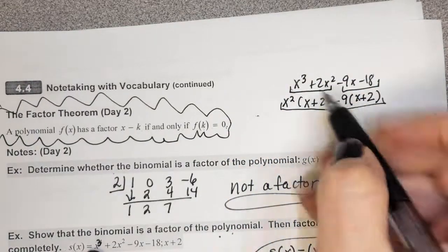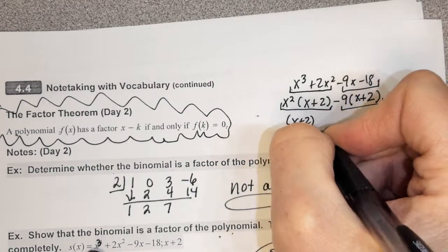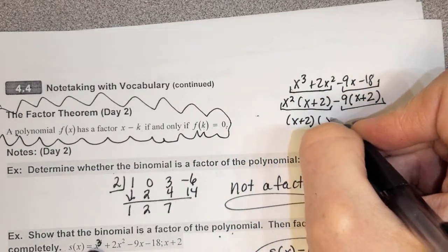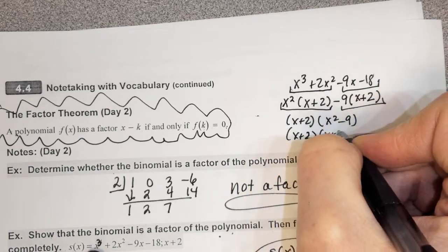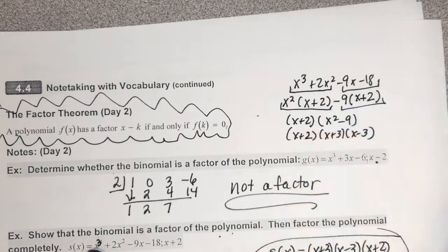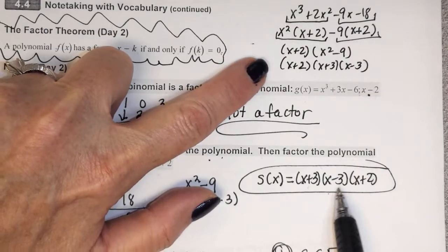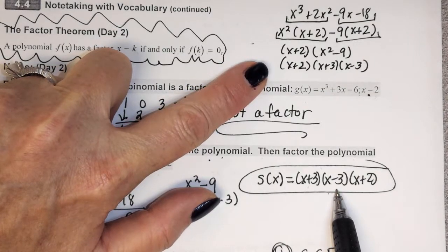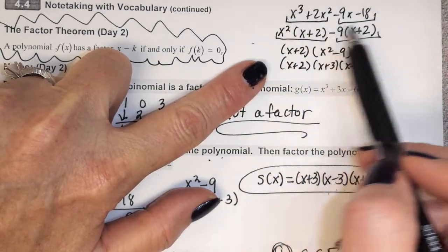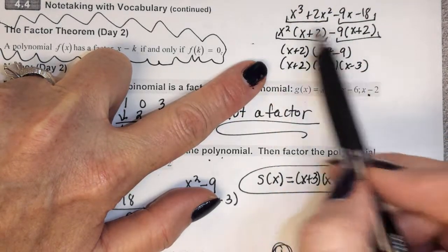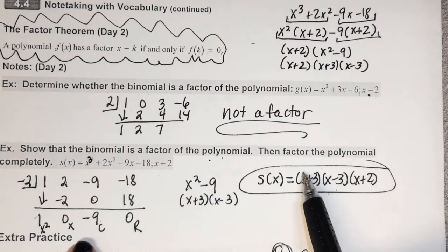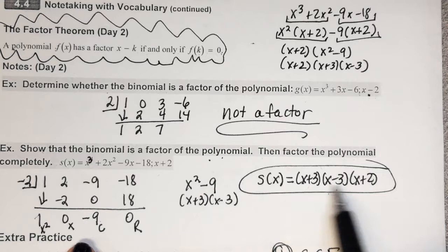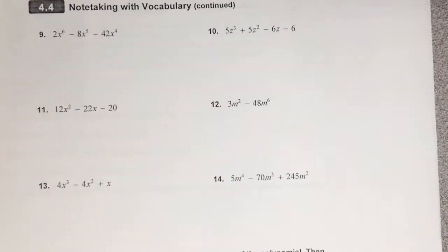What do they have in common? And then what am I left with? So I have x plus 2 times x plus 3 times x minus 3. Isn't that the same thing we got? See? All this stuff should be related. So I could have found all my factors just by factoring it by grouping. But we were told one of the factors, so we used synthetic division. Then we looked at what we had left and we just kept factoring. Okay? That's a really nice way to do it.